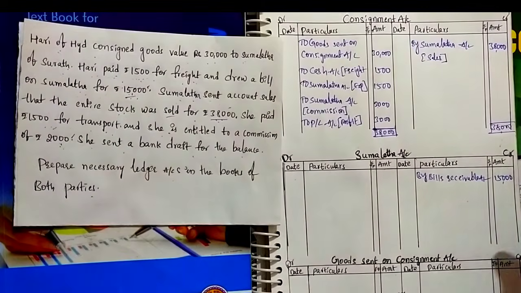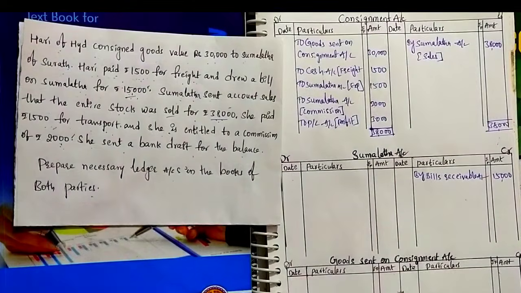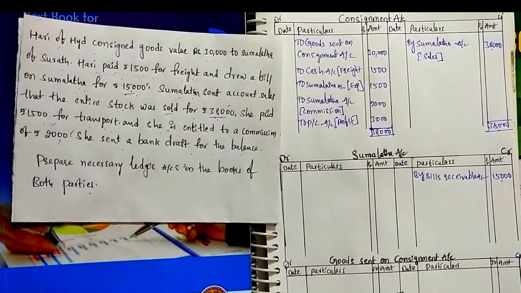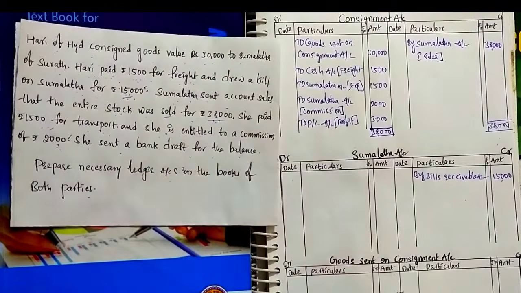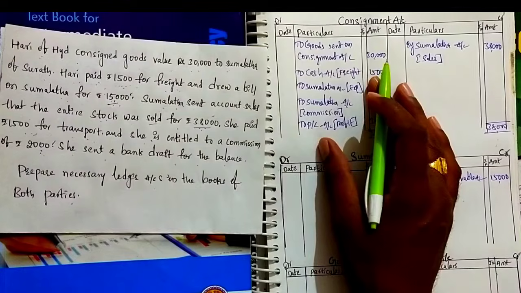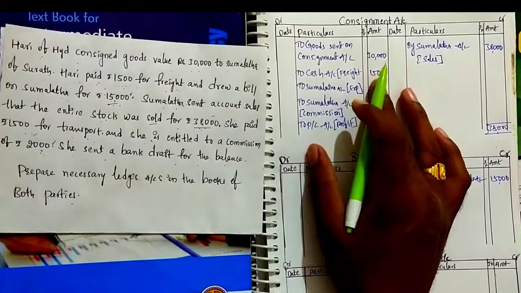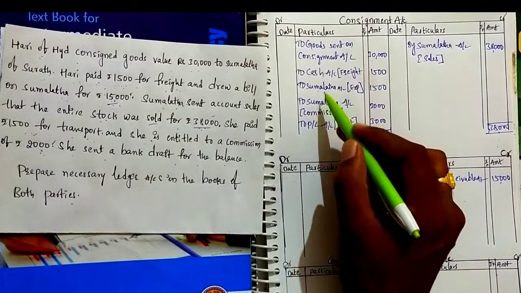Next, we have to prepare Sumalata account. If you prepare the consignment account, you can easily prepare the remaining two. No need to consider the problem. Without the help of the problem, we can prepare the remaining two accounts. See this Sumalata account. See this consignment account on debit side. On the debit side of consignment, two times we recorded Sumalata account.